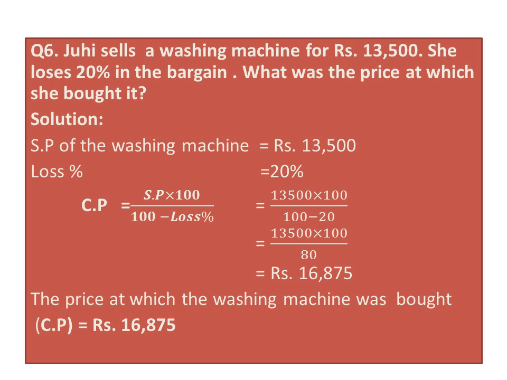We have to use this equation directly for finding out CP. If you know any other method, that also we can use, no problem. Any method you can use, but you will get the same answer only. But this equation is easy for you. If SP and loss percent are given, we can use this equation to find out CP equal to SP multiplied by 100 upon 100 minus loss percent. So this is the easy method to find out the CP. Okay children, I hope you have understood this method. So we can write the final answer. The price at which the washing machine was bought is equal to rupees 16,875.